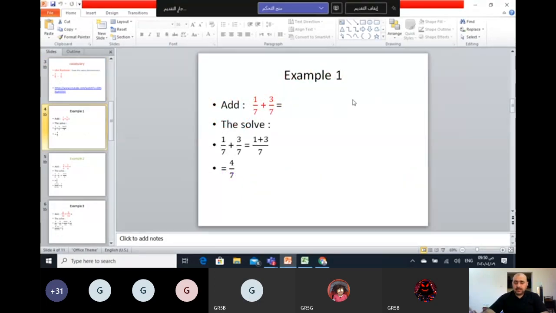Example 1. The question here: add the like fractions. We have the two fractions 1 over 7 plus 3 over 7. As you see here, we have 7 down here and 7 down here, so I have like fractions. What is the rule to solve this problem?